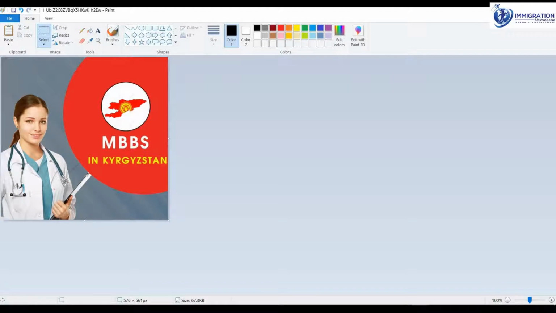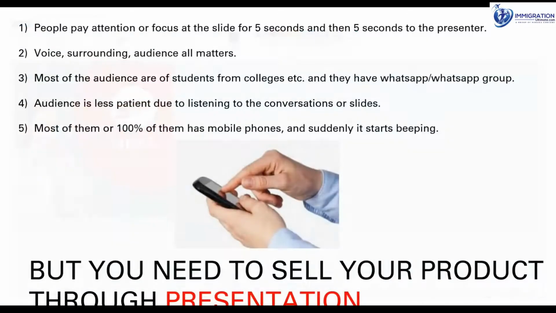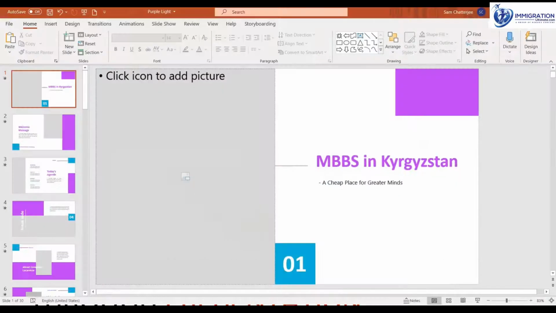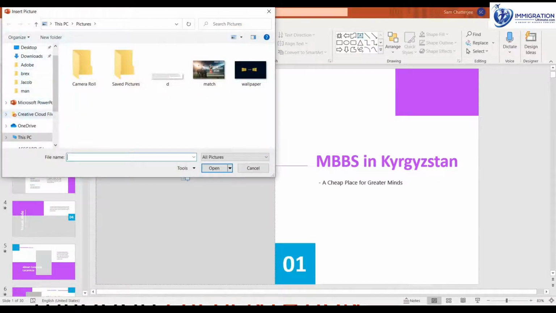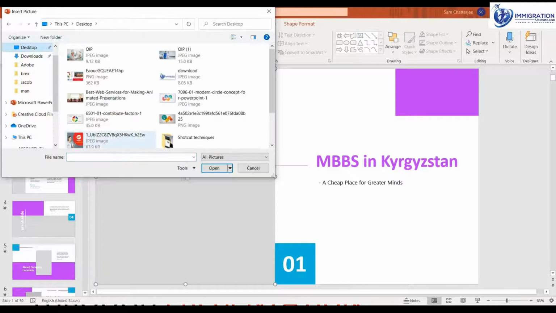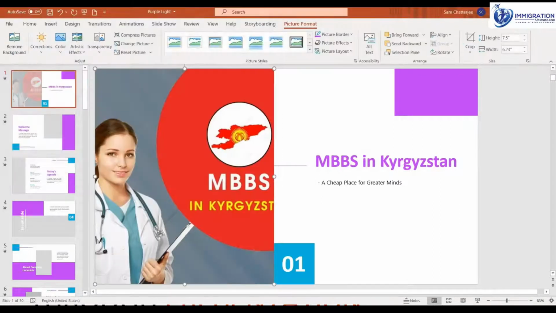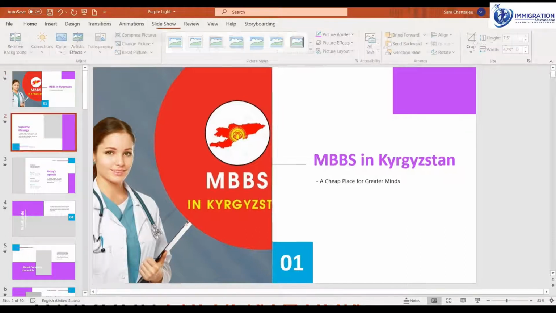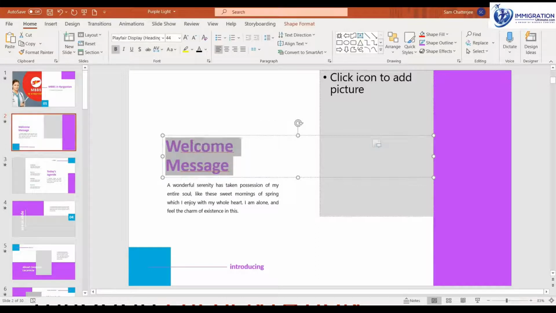And that's it. What we will do is, it says click on here. If you click on here, our desktop gets open, MBBS in Kyrgyzstan, and we put it. So it's 20% in the slide. Next slide will be about Kyrgyzstan.